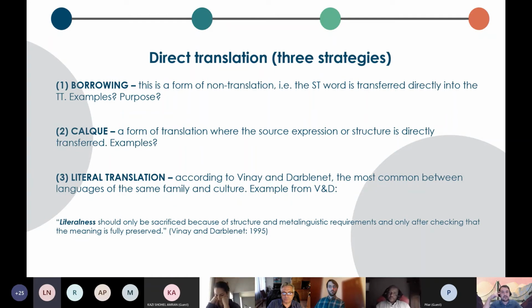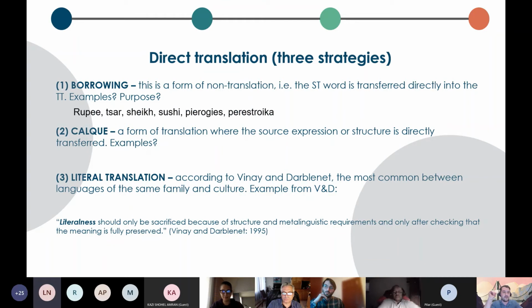So for direct translation, they came up with three strategies. The first one is borrowing. This is a form of non-translation, where we use the source text word transferred directly into the target text. Can anybody think of examples of this? Well, I'll tell you some examples: rupee, tsar, chic, sushi, pierogies, and perestroika.